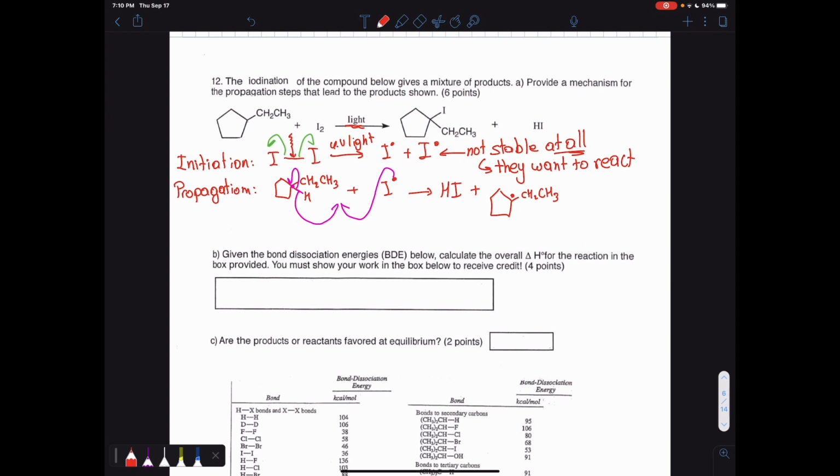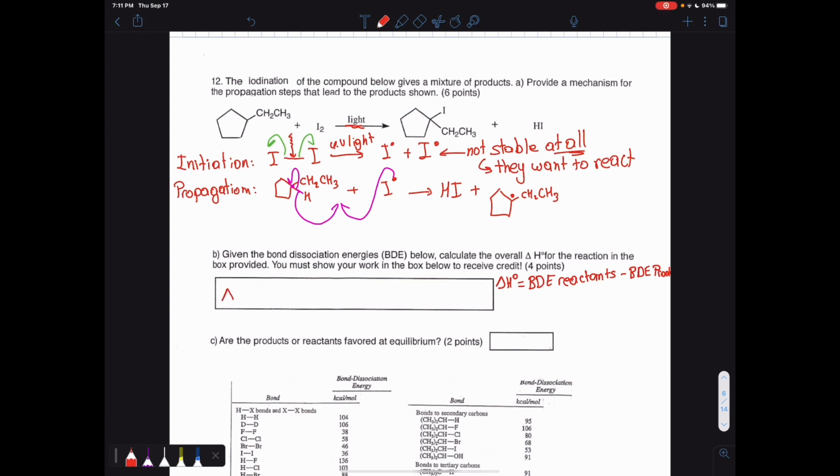So given the bond dissociation energy below, calculate the overall delta H for the reaction in the box provided. You must show your work in the box below to receive full credit. So when we're working with the bond dissociation energy, or when you want to calculate the delta H, you guys have to remember that delta H is going to be the bond dissociation energy of the reactants minus the bond dissociation energy in the products. So knowing that, we'll look at the reactants first.